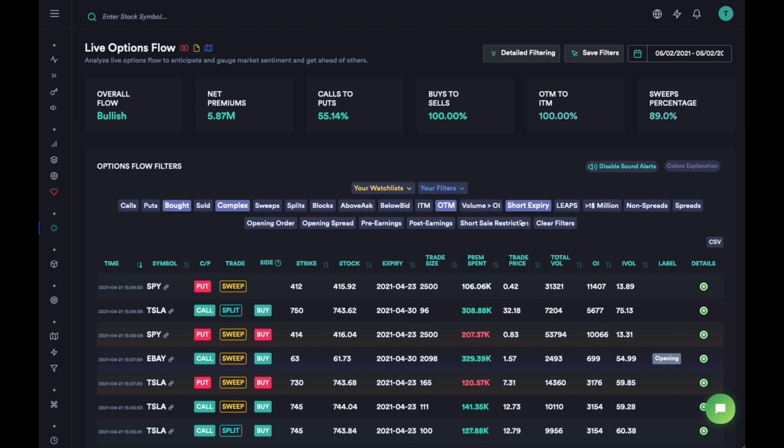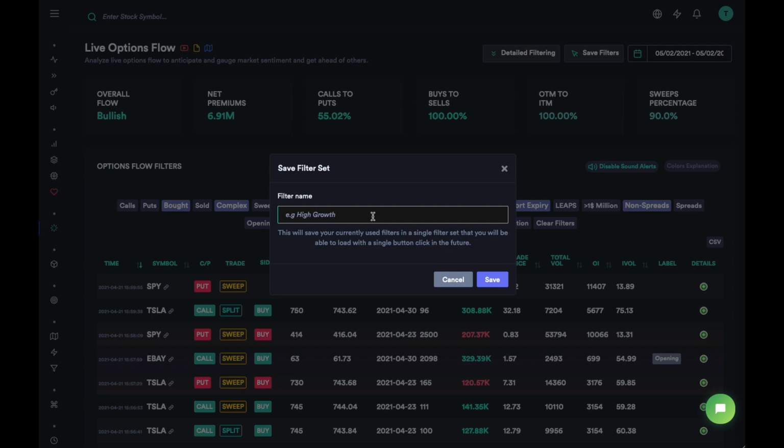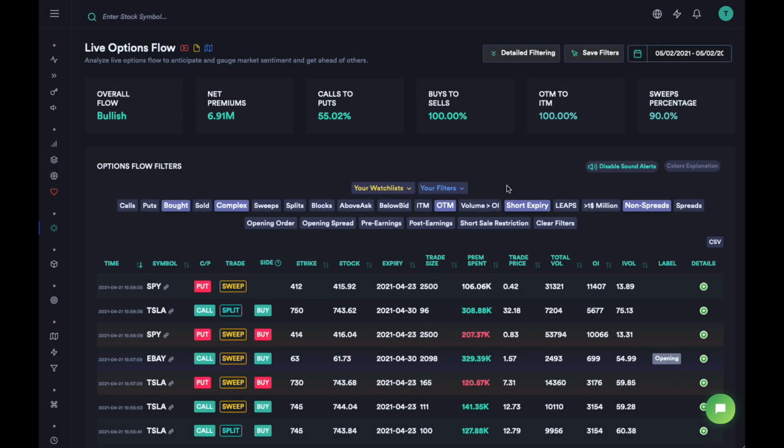So now that we have these four filters, let's also filter out all the spreads, because they don't really help us, especially for this series. So this is a really good set of 5 filters that you can use. If you want to save this set as a whole, just click on filters and let's see, short-term swing ideas. Just save it, and then you'll be able to load it from here, and that will click on all of these 5 buttons with just one click.